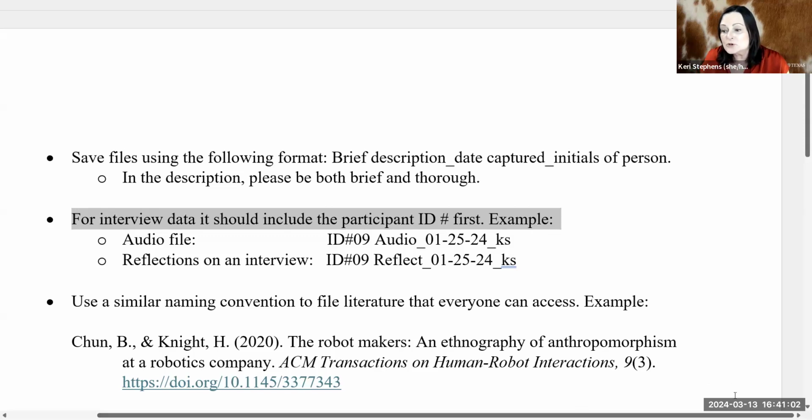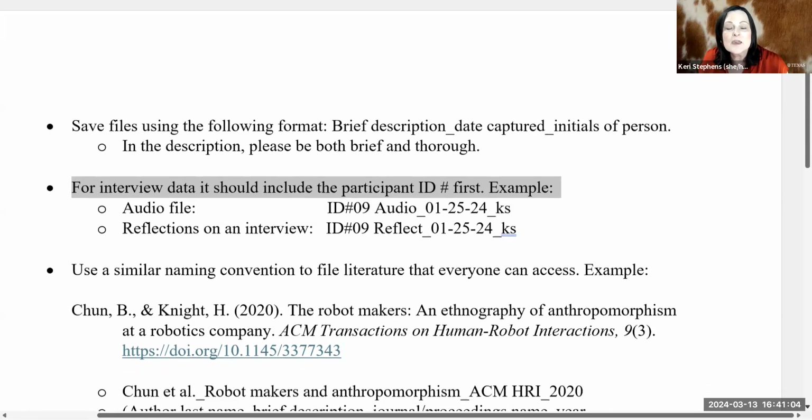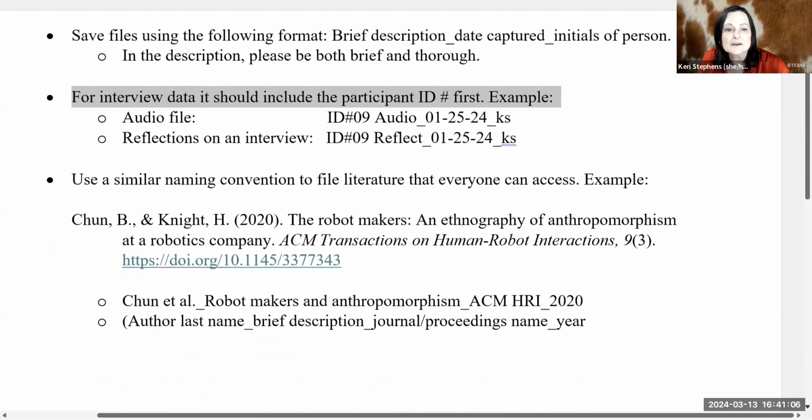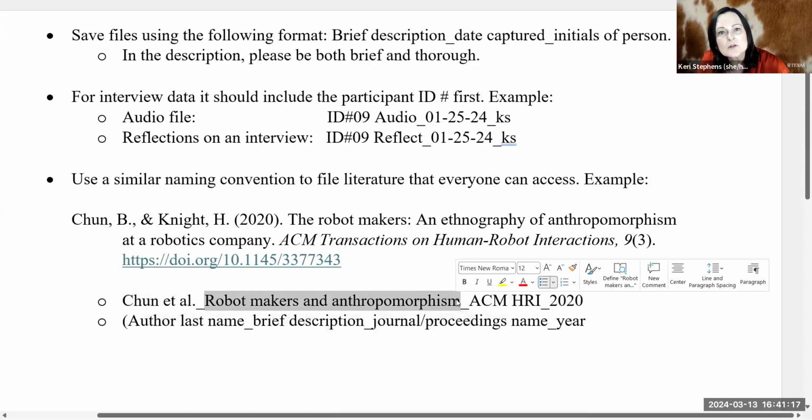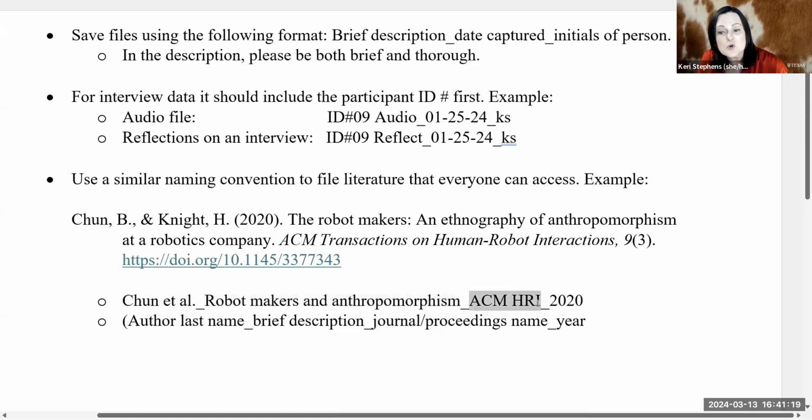We use a similar structure whenever we are saving academic literature. And so what you'll notice here is that the format we're using is last name of the first author, then a brief description of what the article is about, the journal or the proceedings where it's located, and finally the year.